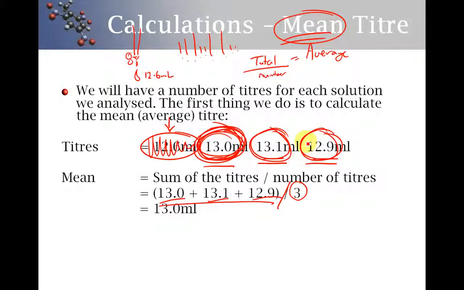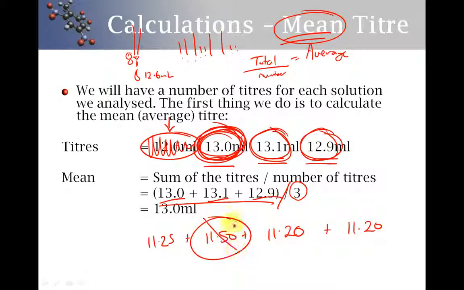Now, of course, your numbers could be something like 11.25 plus 11.50 plus 11. Anyway, what you do is look for the ones that are too far off. The next one is 11.20, and then it might be 11.20 mils again, and I'd go through all of those and go, aha, those are all very similar apart from that one there. It's not necessarily the first one that is wrong.